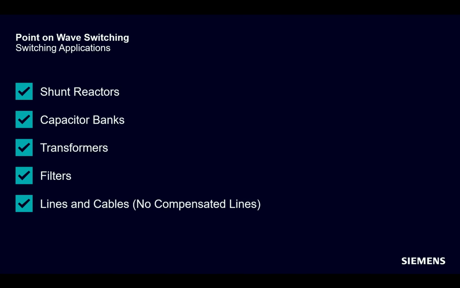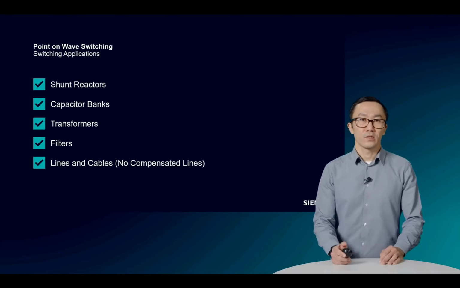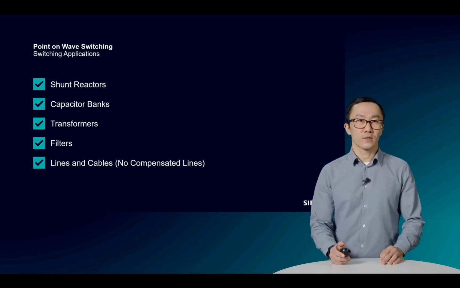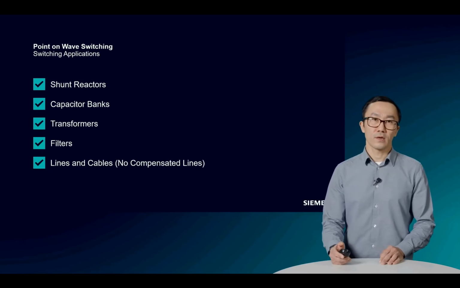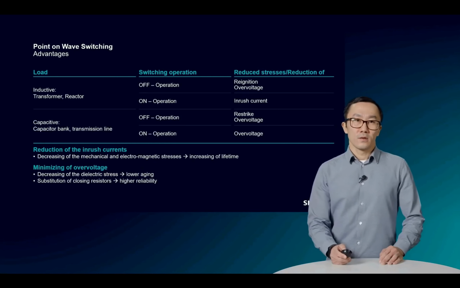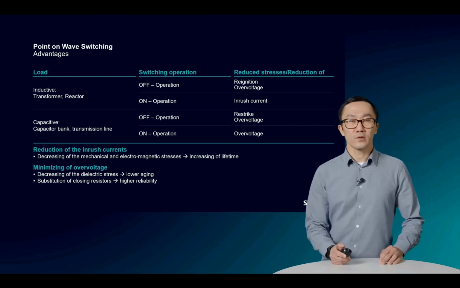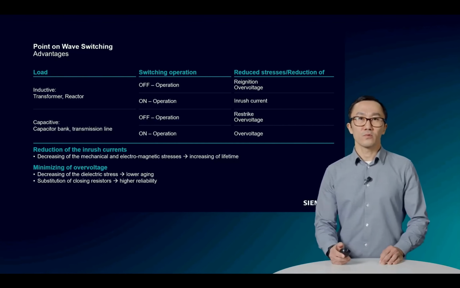So, to summarize the previous two slides, we can say point-on-wave switching is useful for the following switching applications: shunt reactors, transformers, capacitor banks, filters, lines, and cables, non-compensated lines. So let's move now to the advantages of point-on-wave switching. Here you can see the table with advantages of point-on-wave switching.